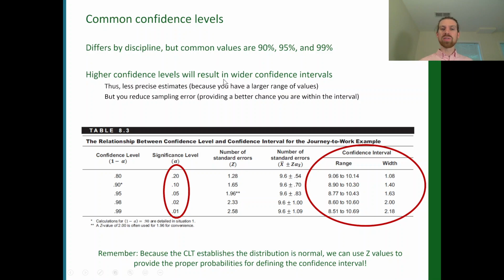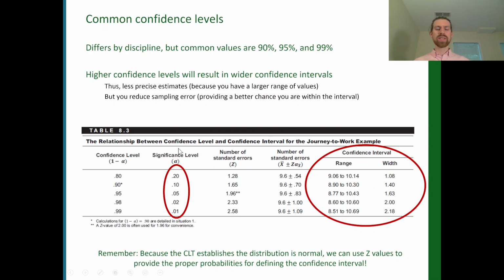Higher confidence levels generally produce wider confidence intervals, which means that you end up with less precise estimates. But you're also reducing the sampling error if you're going to do that, because then you actually have a better chance of getting an interval within which the true population mean, for example, would sit.